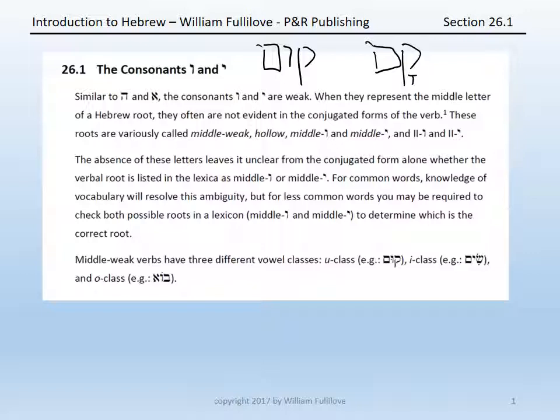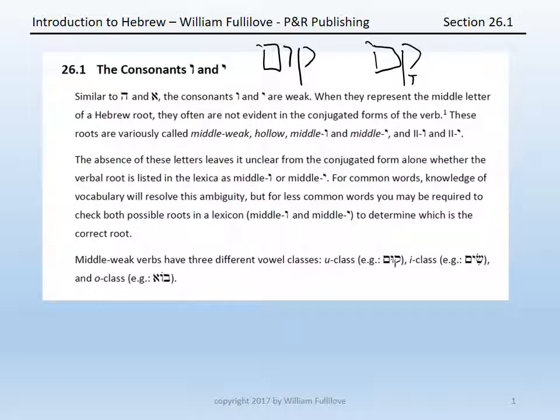Roots which are middle vav or yod go by various names in the literature. Sometimes they're called middle weak, sometimes they're called hollow verbs, middle vav and middle yod, or second vav and second yod. These are all names for the same phenomenon, when the second of the three verbal root letters is either a vav or yod.